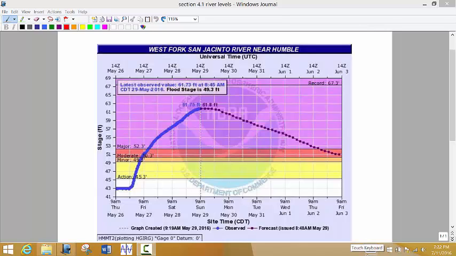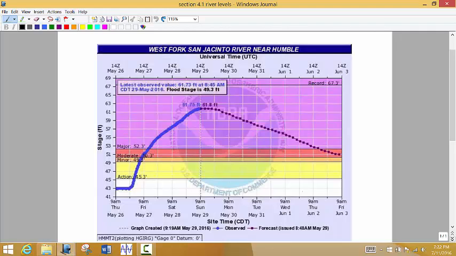Before we get started on section 4.1, I want to look at a real life example. Here in Houston, we've had some flooding recently, and here we have a graph of the river levels of the San Jacinto River near Humble, Texas. And I want to look at the graph and talk about the increasing and decreasing intervals that we see.